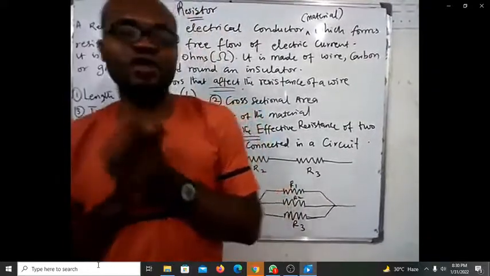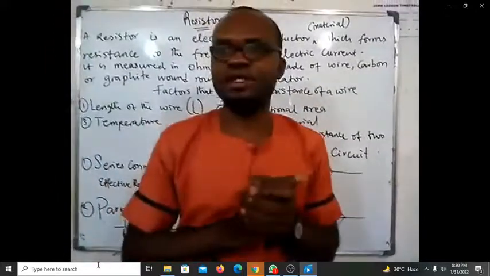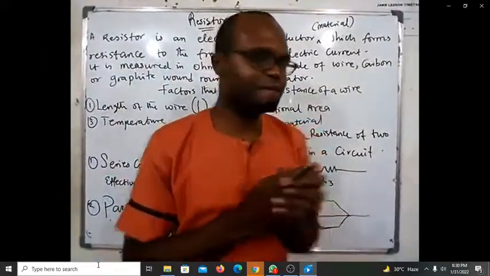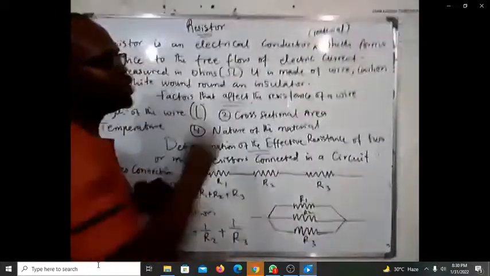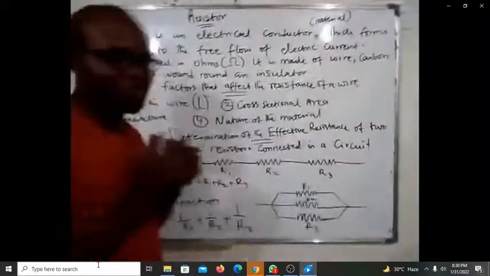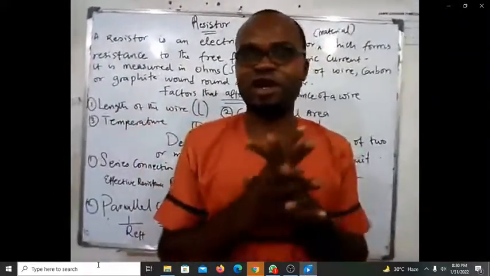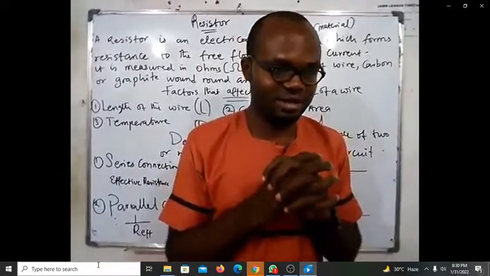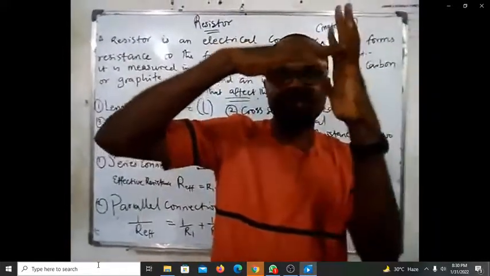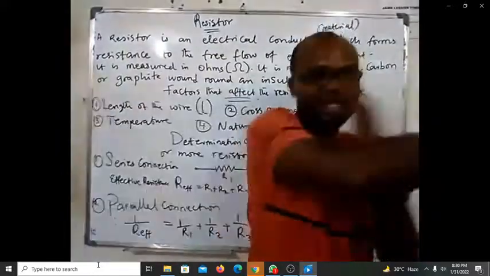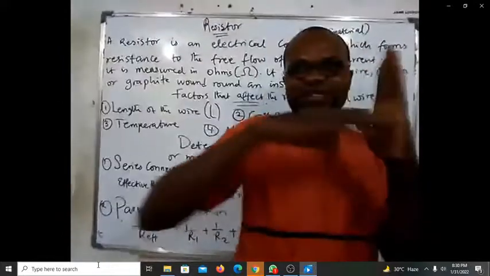So if one of those components is a resistor, what will be the work of the resistor? A resistor is any electrical material or conductor which forms resistance to the free flow of current in the circuit. You understand? Current is flowing like this. All of a sudden something is there preventing the current from flowing easily. So that thing that is there preventing the current from flowing easily is known as what?